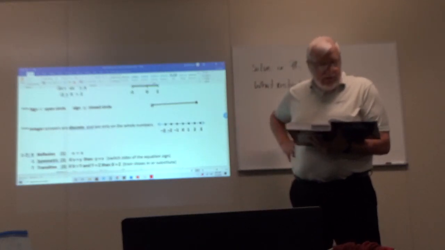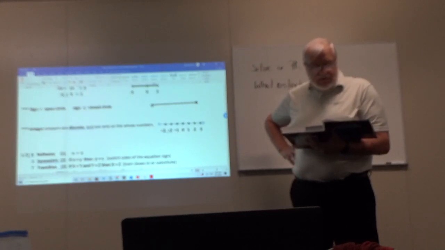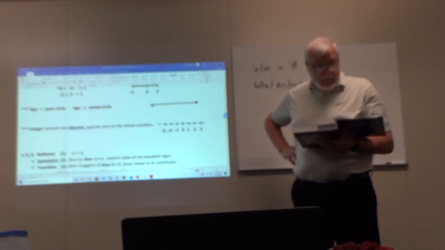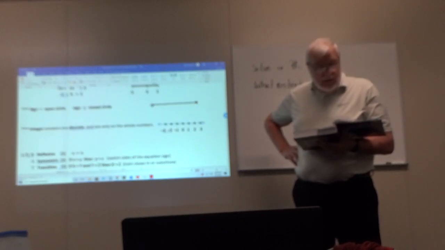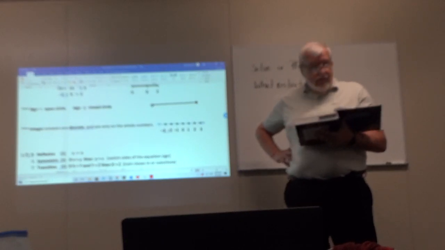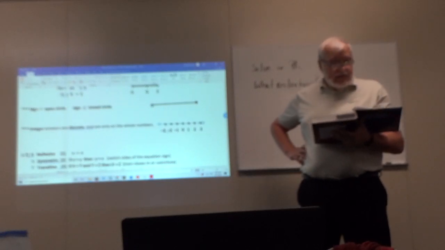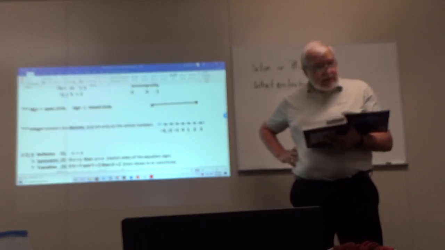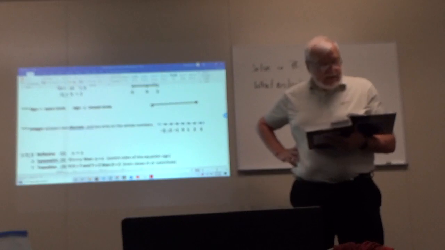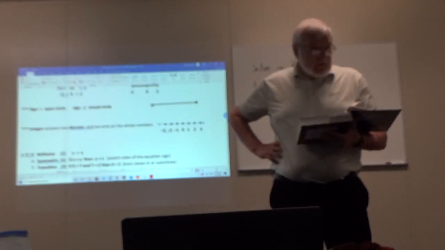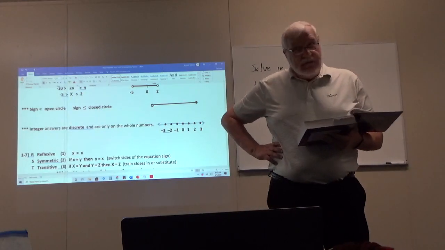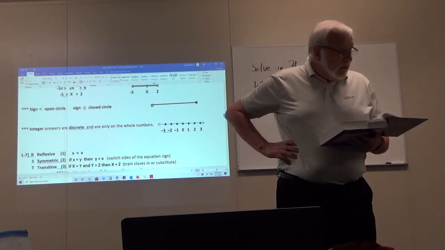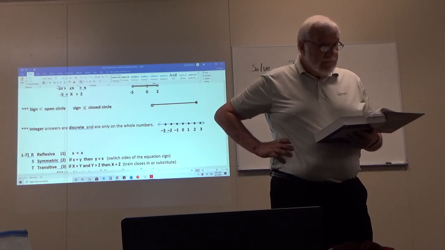Okay, now there's 2 things on 34. One is transitivity, which you should know. For order, it also works. If X is less than Y and Y is less than Z, then X is less than Z. So the transitivity property of equality also works for inequalities.